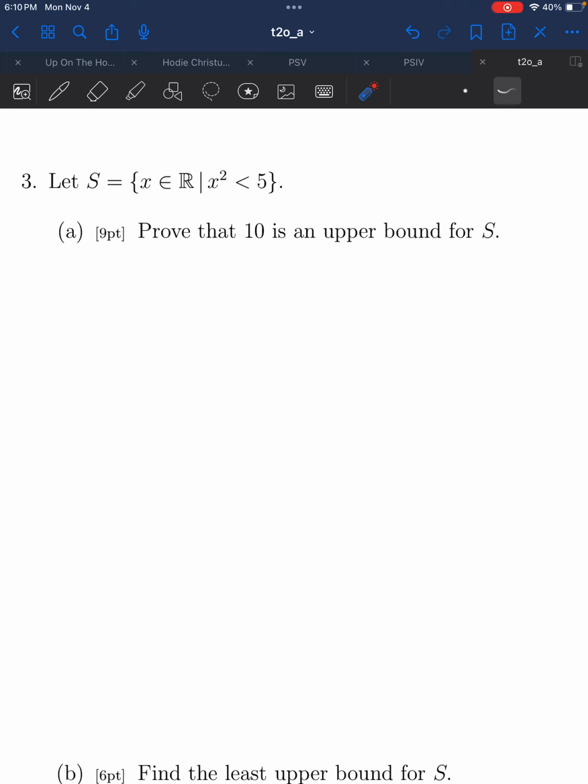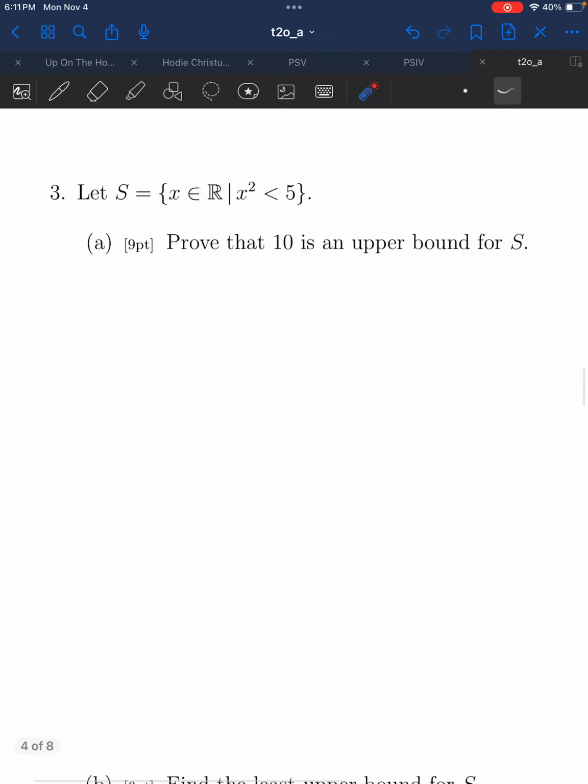And anything you write down about the set has got to flow from that. So if you want to prove that 10 is an upper bound for S, you want to prove that for all x in S, x is less than or equal to 10. So you start, as most people recognized, with: let x be in S. The first thing you should do is say what that means.